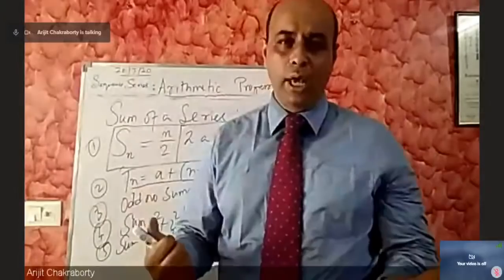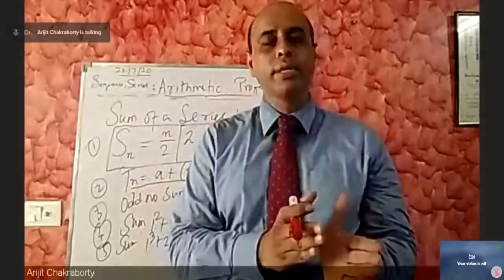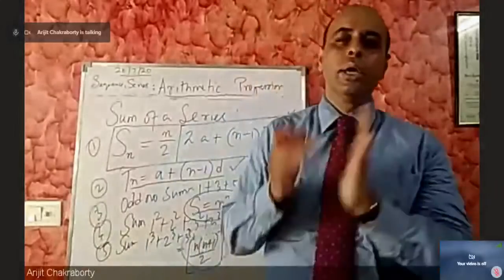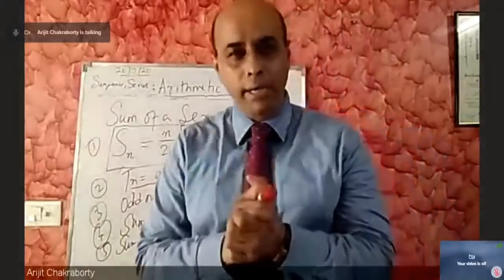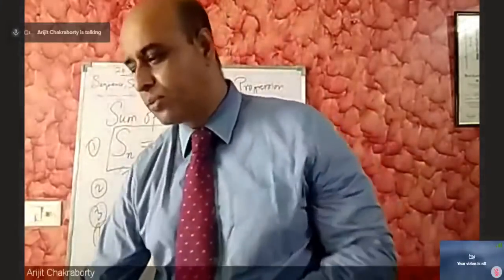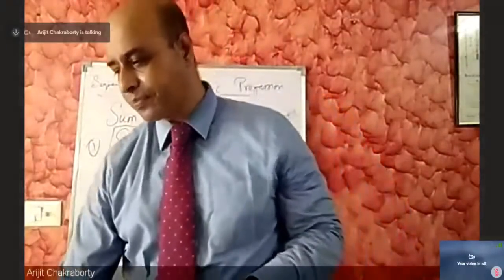And the fifth formula is the sum of 1 cube plus 2 cube plus 3 cube plus 4 cube. It comes to n into n plus 1 by 2 whole square. Okay, so these are the 5 formulas which you need to remember.